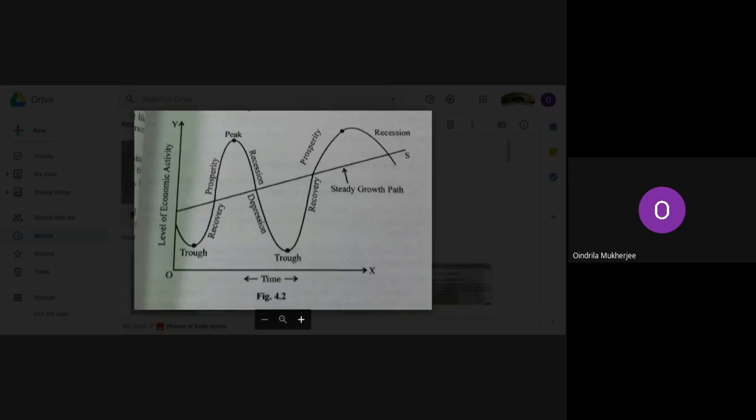Have you completed drawing the diagram, students? Everybody has completed? Okay. So, as I said, there are four phases of the business cycles. So, let us see those four phases, correct?